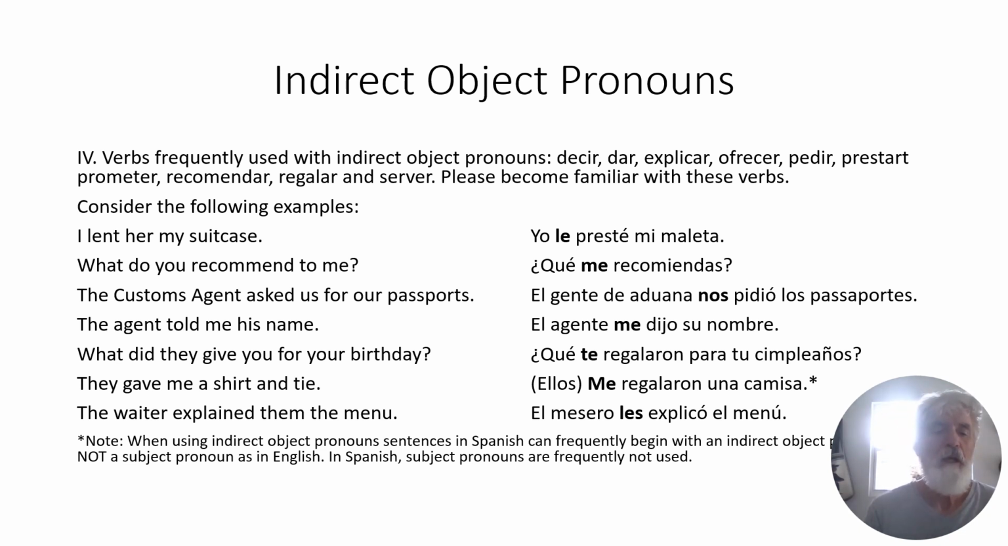Okay. The waiter explained them the menu. In other words, the waiter explained the menu to them. El mesero les explicó el menú. So remember, with indirect object pronouns, you're going to be seeing le or les instead of lo and la. To them, les. To you all, les. To him is le. To her is le. To usted is le.